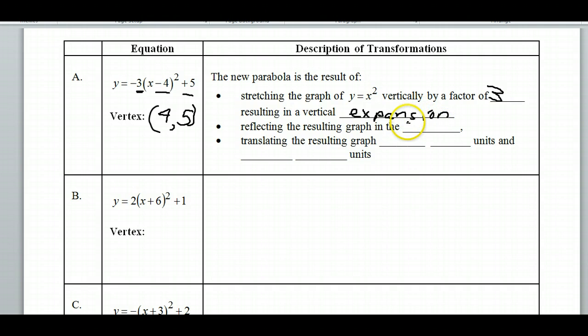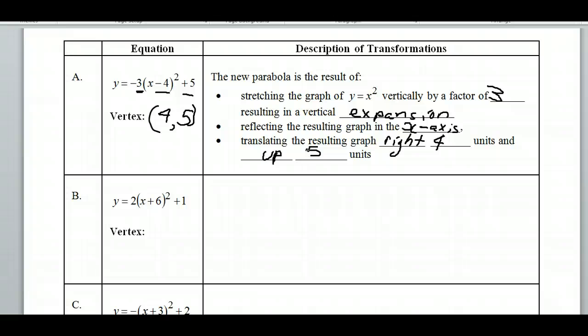Reflecting the resulting graph in the x-axis, so that's the negative sign in front of the 3, causes a reflection. And we have 2 translations to deal with. Translating the resulting graph right 4 units and up 5 units. Okay, so when we go to graph that, we will start with the vertex at (4, 5). We're going to be drawing a graph that opens down from the vertex (4, 5).